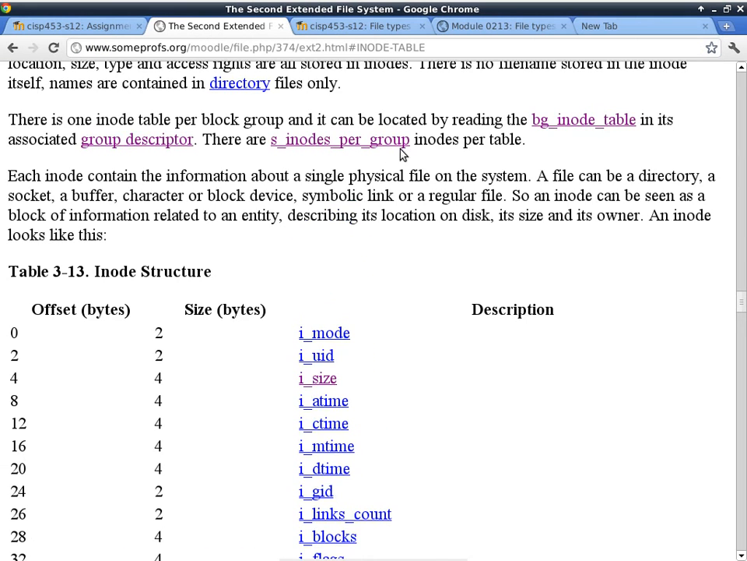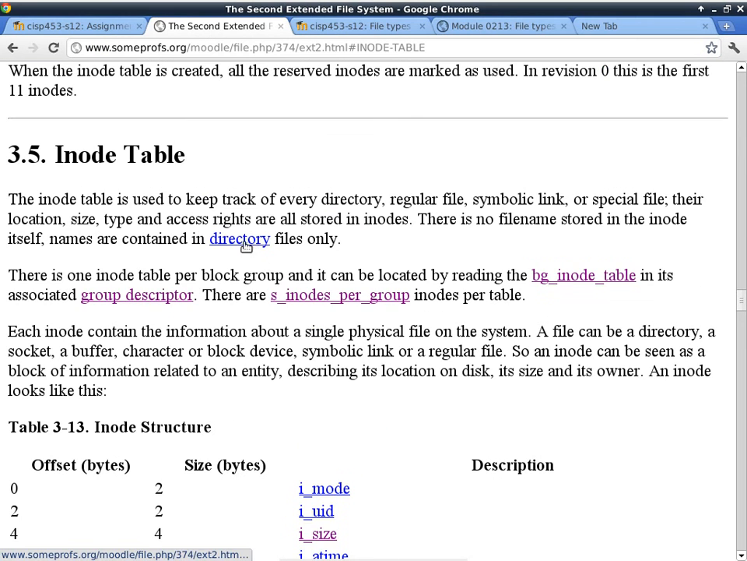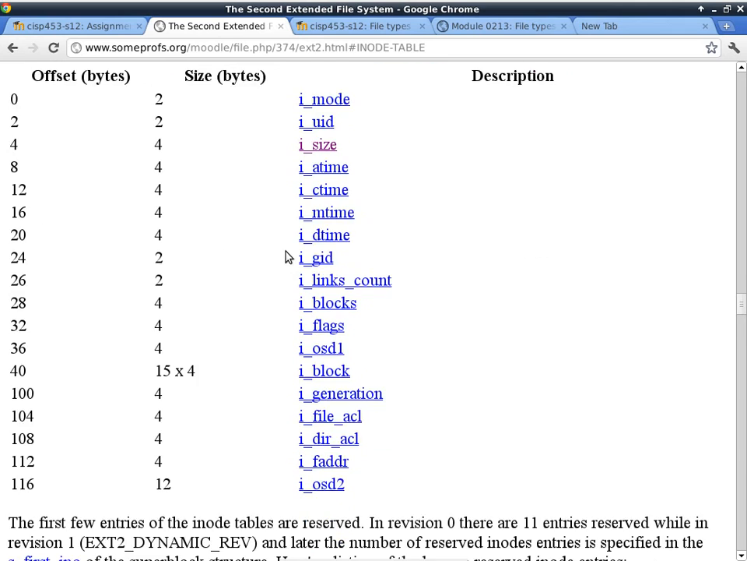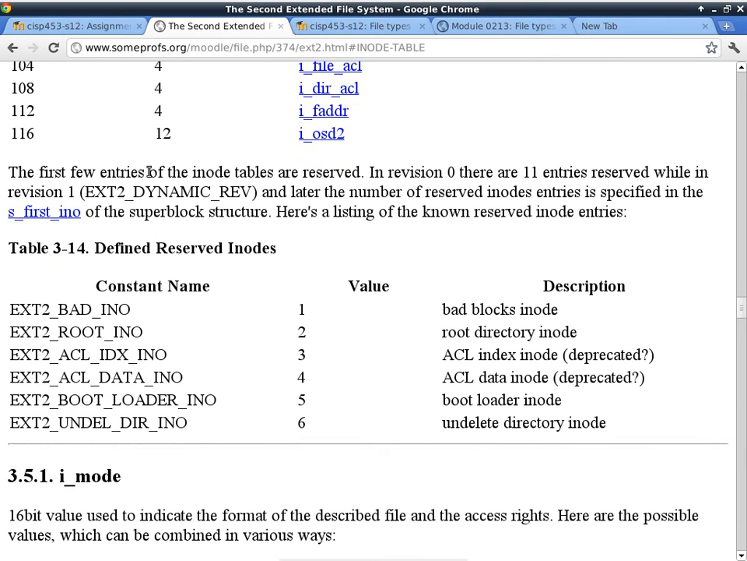That's a good question. Okay, inode table. It's probably described down here. The first few entries of the inode tables are reserved. In revision 0, there are 11 entries reserved, while in revision 1 and later on, the number of reserved inode entries is specified in s_first_ino of the superblock structure. Here's a listing of the known reserved entries. The first one is the bad blocks inode.